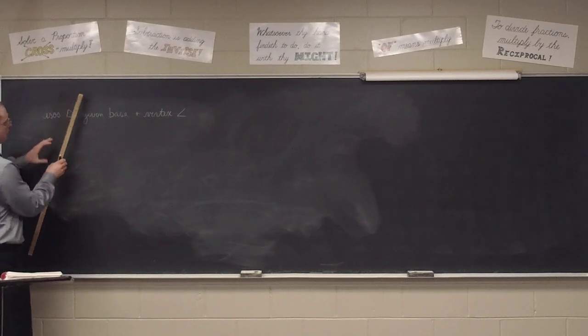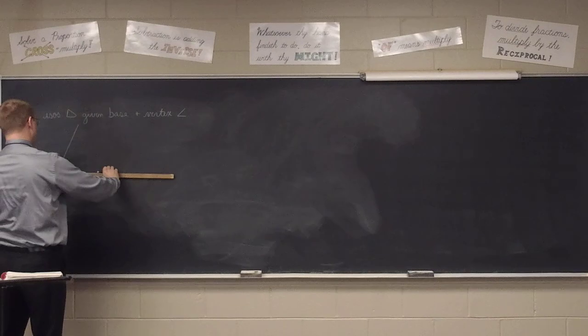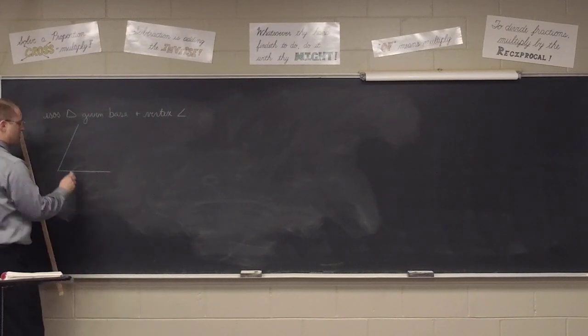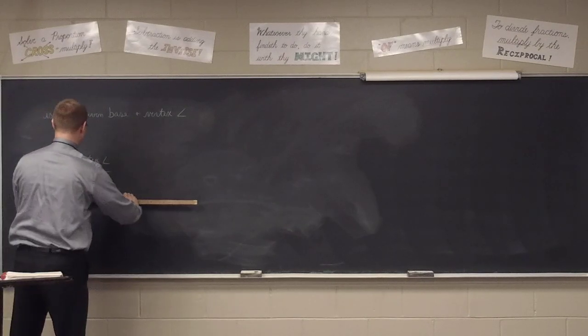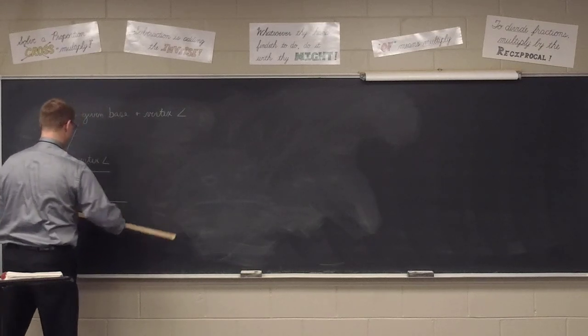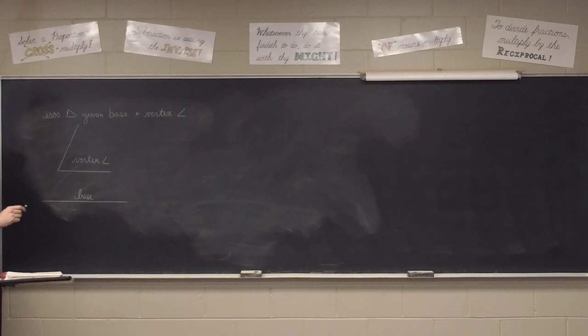All right, so let's go with an acute angle here. Let's not go too tiny of an acute angle. It'll make the construction harder. And let's call this the vertex angle. And give yourself a line. It doesn't have to be huge. Call it base. Big long line.